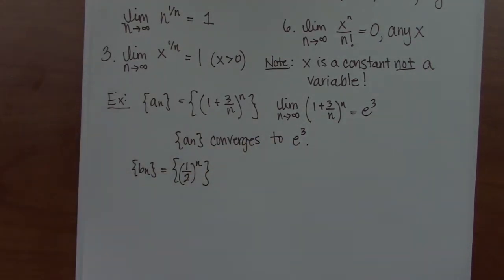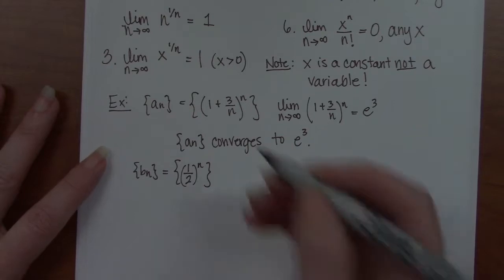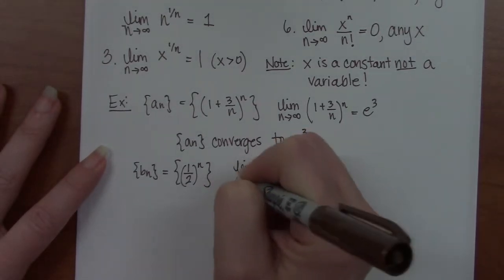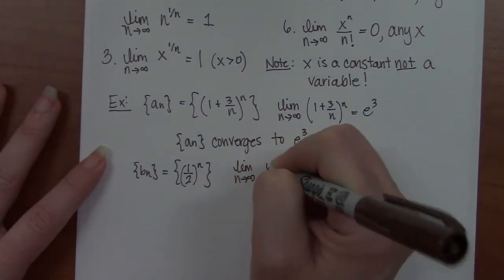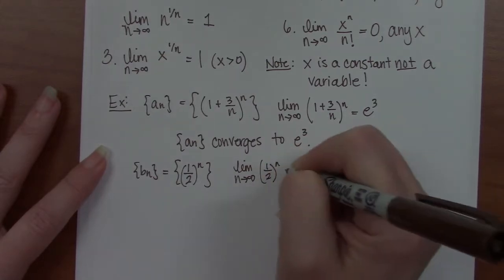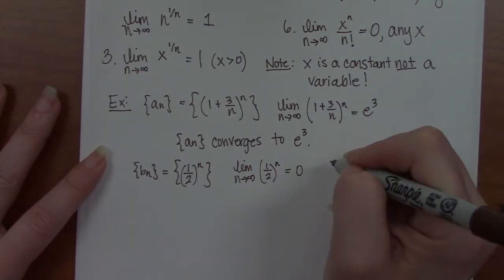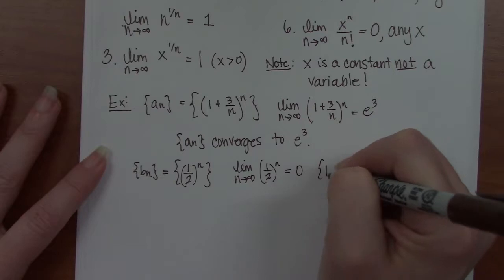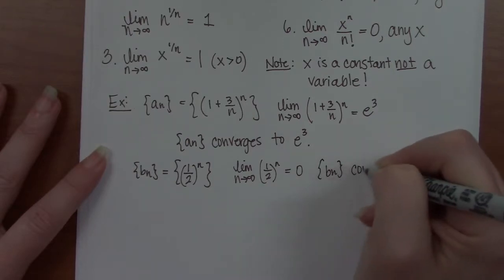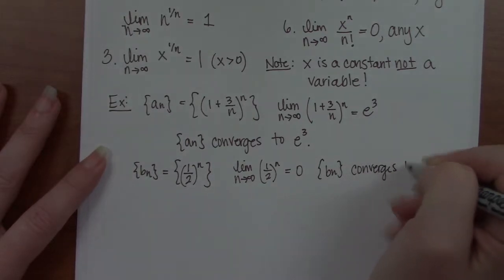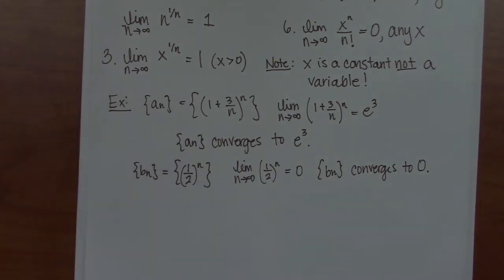So similarly, we have one half, quantity all raised to the n. This is limit number 4 in our list, which just said if you have x to the n, and as long as that x is less than 1, or the absolute value of it is less than 1, we know that that converges. So the limit as n goes to infinity of 1/2 to the n is 0. So we can just state that it converges to 0.